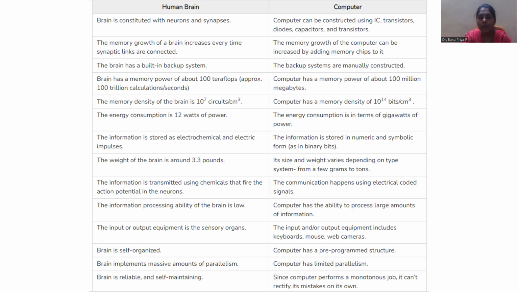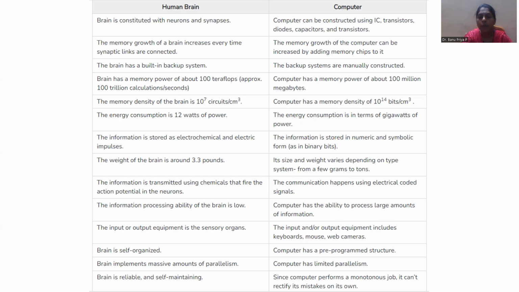So this slide shows the comparison between the brain and the computer. The brain is constituted with several neurons and synapses, whereas a computer has ICs, transistors, diodes, and capacitors. Also, the brain has a backup system, but here the backup system has to be manually constructed. The energy consumption is just 12 watts of power, whereas here it is gigawatts of power to be maintained for a system.